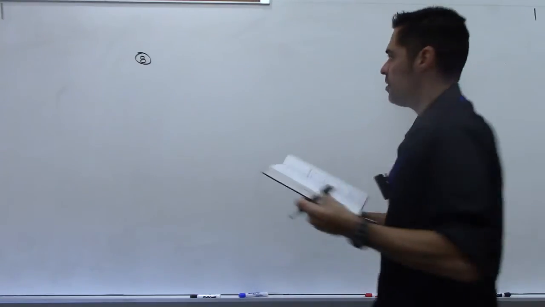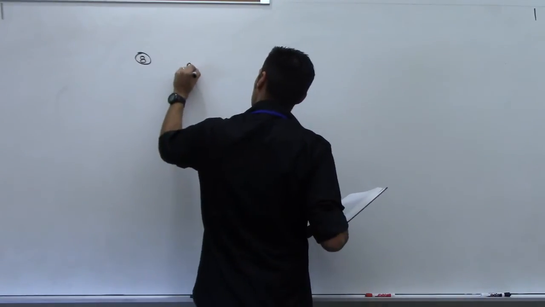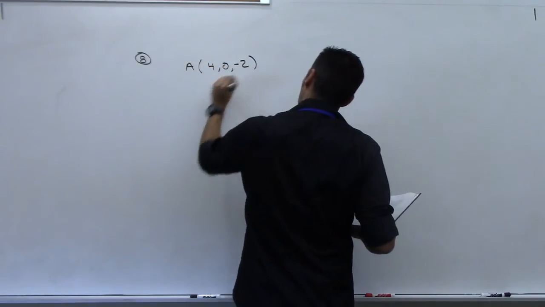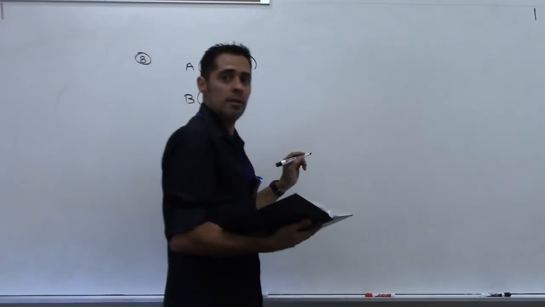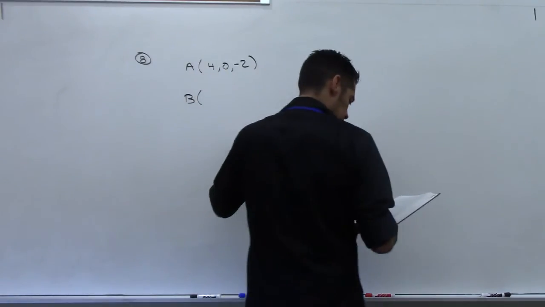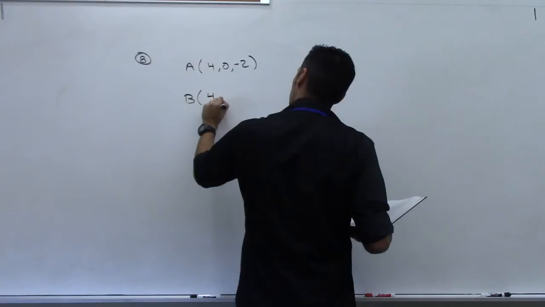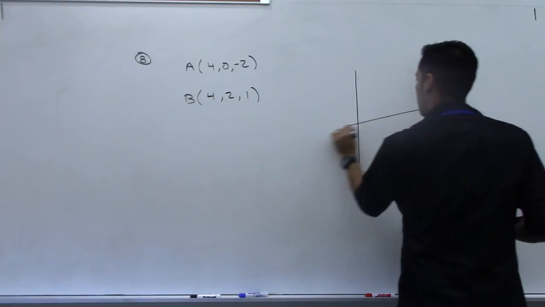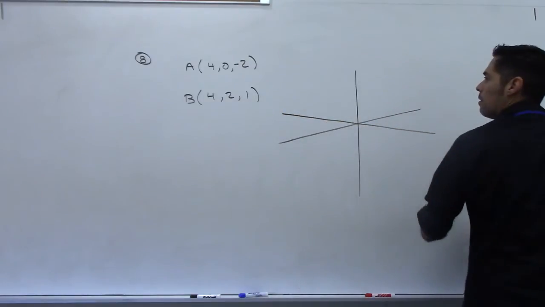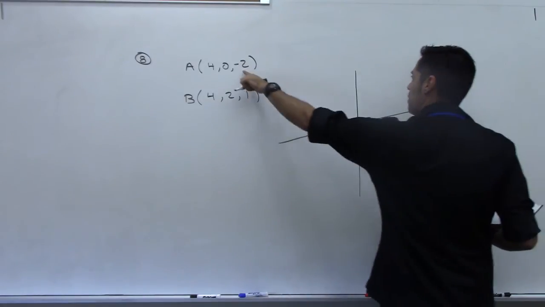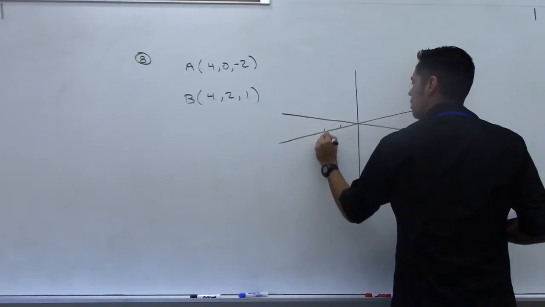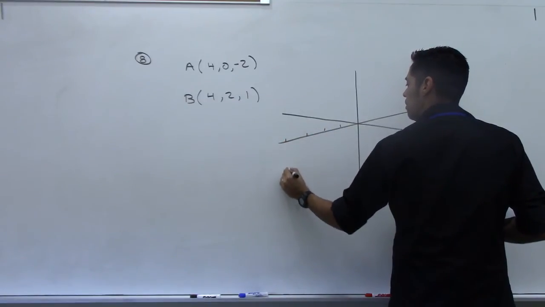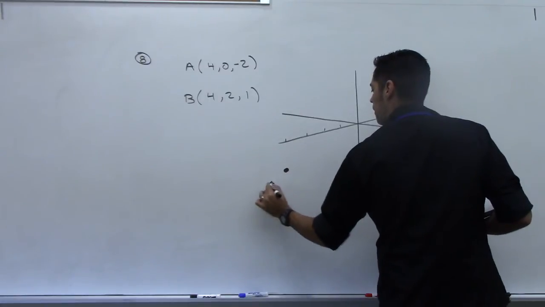You have 2 points again. Now we're in 3-dimensional space, so this is going to be a little bit harder to draw. But I think we can do it. Am I recording? Okay, good. 4, 2, 1. All right, so here we go, 3D. 4, 0, negative 2 is A. So 1, 2, 3, 4. Don't move anywhere on the y. Down 2. Okay, there's A.